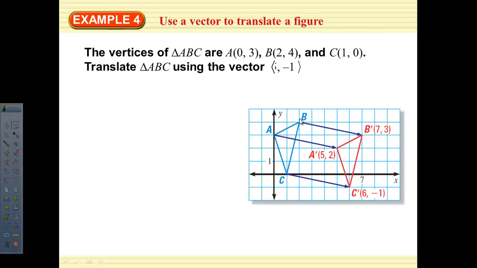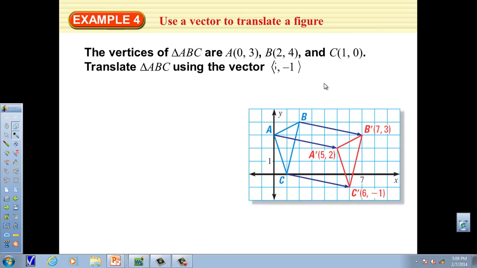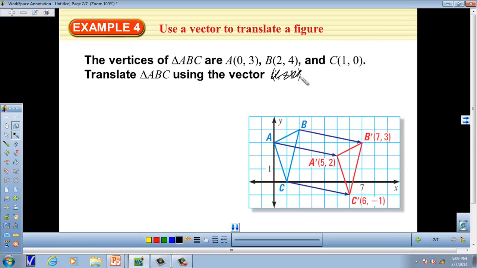Alright, so as you can see, when we go from ABC to A prime, B prime, C prime, the vector isn't written very well there. Let me just cross that out and do it again. Because if you notice, it's 1, 2, 3, 4, 5, and down 1, and it's kind of covered up there, so it should be <5, -1>.